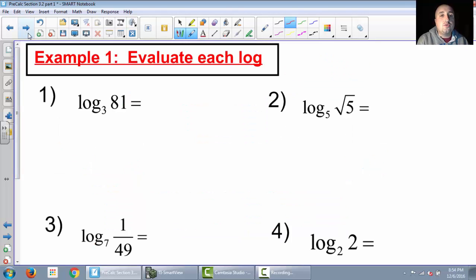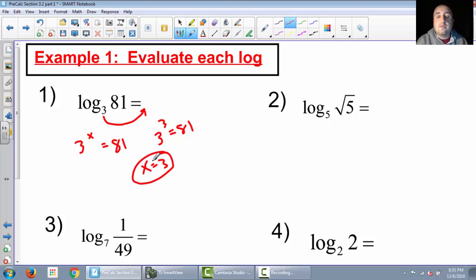All right, so what we're going to do is evaluate each log using that definition. Okay, so we have a log here. Basically 3 raised to what power, after the equal sign, we'll just call it x, is equal to the number next to log, which is 81. Well, 3 raised to what number is 81? 3 raised to the third power is 81. So my x equals 3.